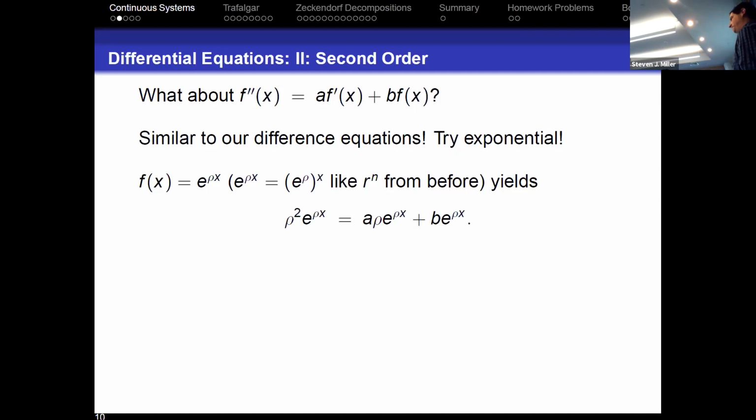Why? Why can I remove the e to the rho x? Because it's shared between all the terms. Almost. You're very close. What you have to make sure, it's not enough that it's shared. Multiplied. No, almost. It's not 0. It's not 0.